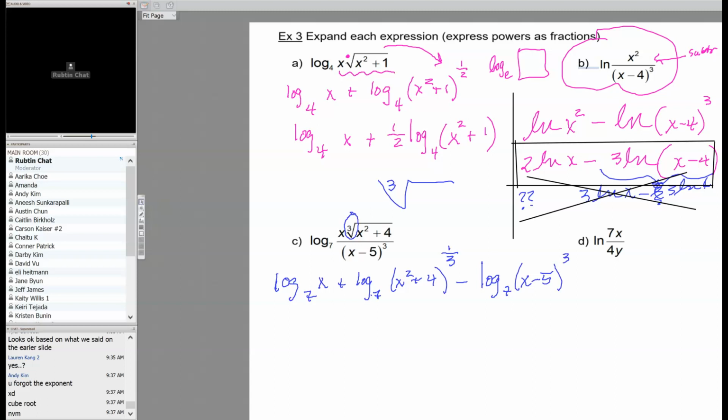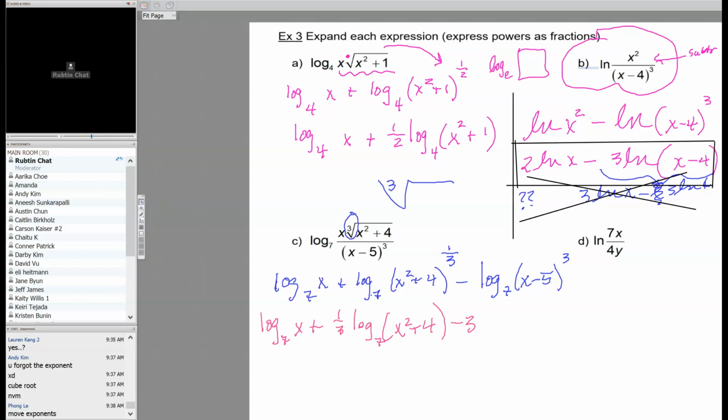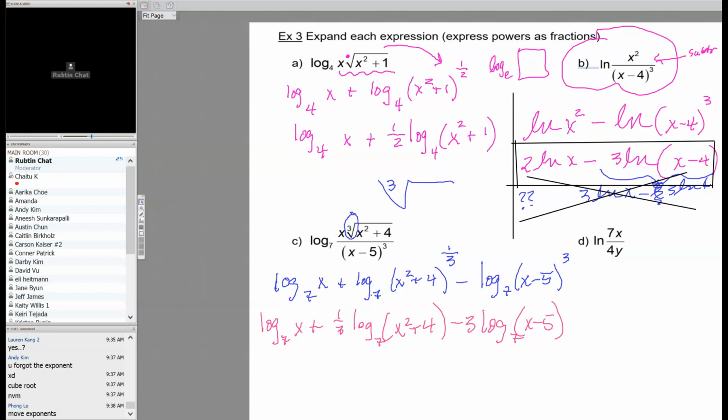And then we got one more thing to do. Fong, what is the last thing to do with this one? Got only one more type of operation we can do. Right, move the exponents. 1/3 comes here, 3 goes there. So that would be my last step. So log base 7 of x, 1/3 log base 7 of thing, minus 3 log base 7 of thing. We don't take the thing.